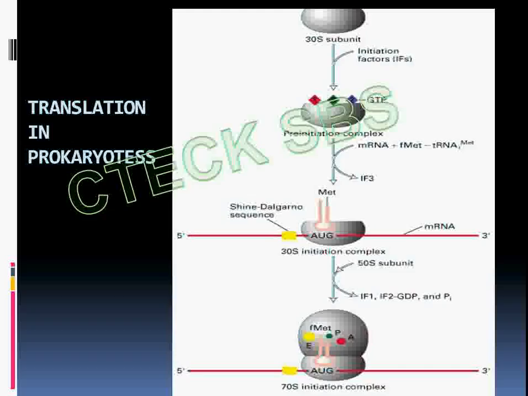This is the complete process of translation in prokaryotes, which involves the most important thing, the initiation codon, which is AUG. The main difference between translation in prokaryotes and in eukaryotes is that translation in prokaryotes involves F-met tRNA, while translation in eukaryotes involves only methionine tRNA, Met-tRNA. Translation in prokaryotes also involves the Shine-Dalgarno sequence.